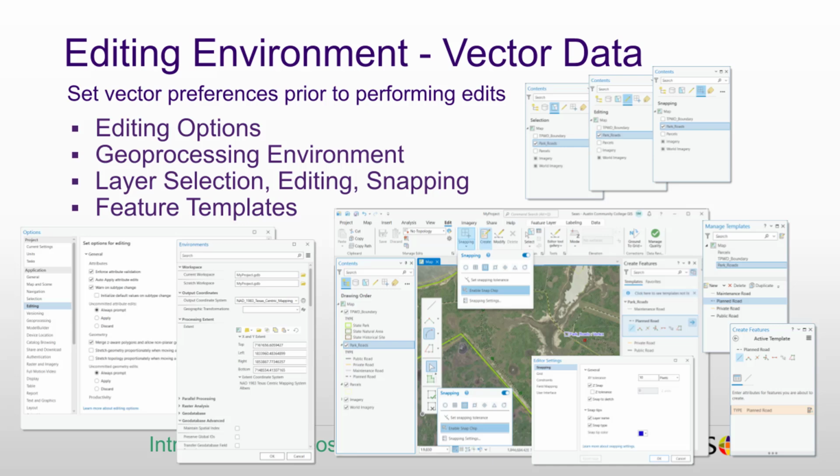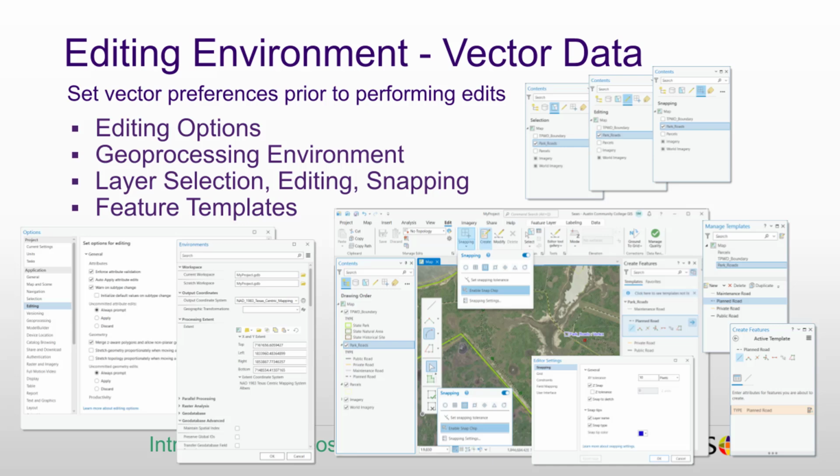The default when you open up ArcGIS Pro typically is list by drawing order, but you can also switch the contents pane by clicking these buttons and change and view the selectable layers, the editable layers, and the snappable layers. And I typically go there before I start any editing session and make sure that only the layers I'm interested in are set that way that I need them to be.